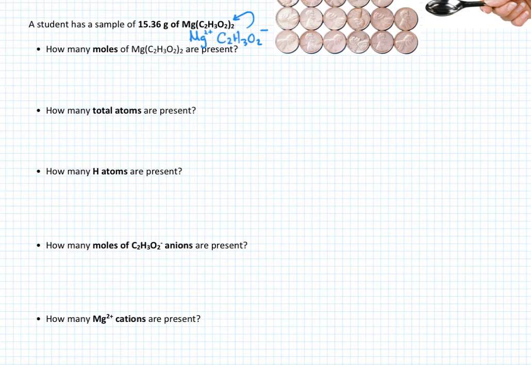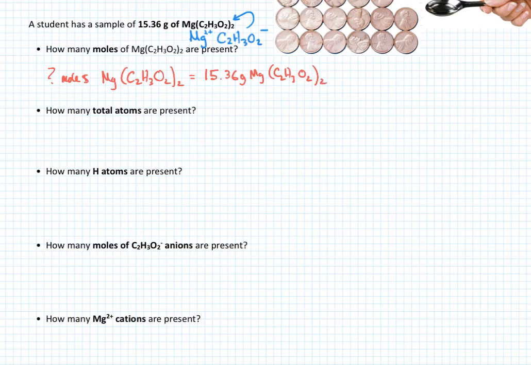Well, how many moles? This one is a lightning problem. Once you get the hang of this one, you should be able to do this very quickly. So moles of Mg(C2H3O2)2, I'm going to write it with all the steps down. How many moles of that? That's going to be equal to my initial mass, 15.36 grams of Mg(C2H3O2)2 times 1 mole Mg(C2H3O2)2 for every, we need to find the molar mass.